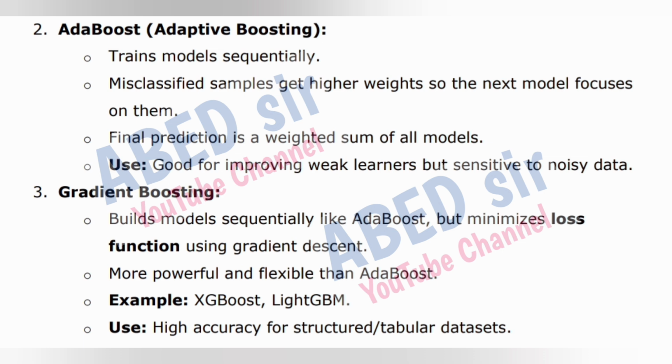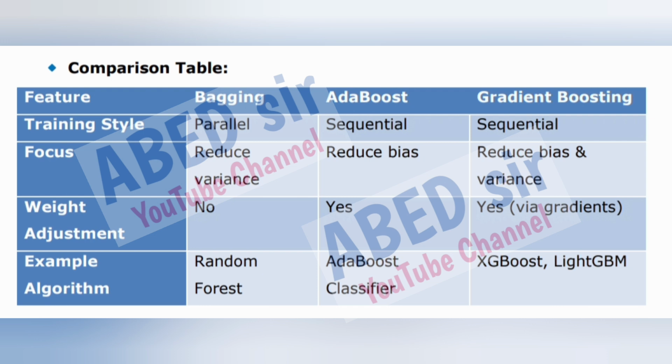3. Gradient boosting. Builds models sequentially like AdaBoost but minimizes a loss function using gradient descent. More powerful and flexible than AdaBoost. Example: XGBoost, LightGBM. Use: high accuracy for structured tabular datasets. Comparison table. Feature: bagging, AdaBoost, gradient boosting. Training style: parallel, sequential.